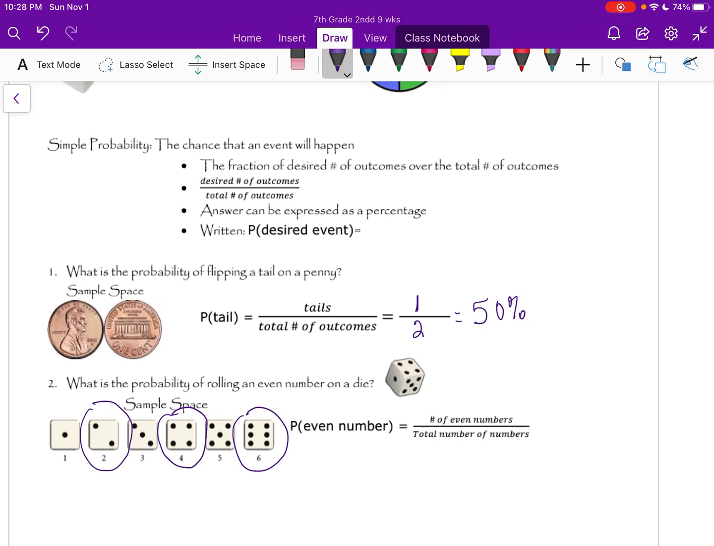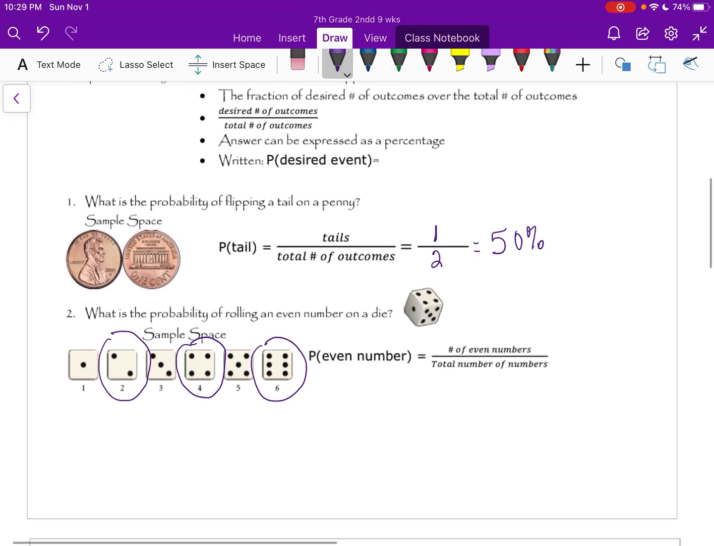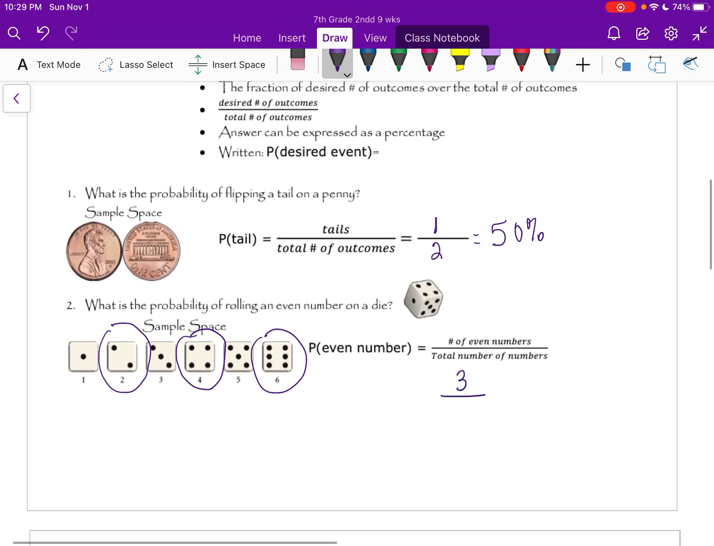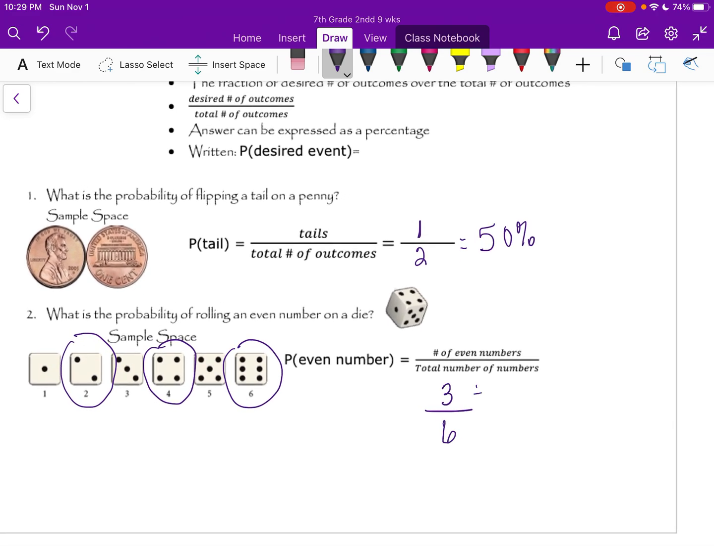So we have 3 even numbers, so our numerator is going to be 3. 3 even numbers out of how many numbers do we have? We have 6, so 3 out of 6. You should always simplify unless you're specifically told not to. So 3 divided by 3 is 1, and 6 divided by 3 is 2. So we have a 50% chance of rolling the die and getting an even number.